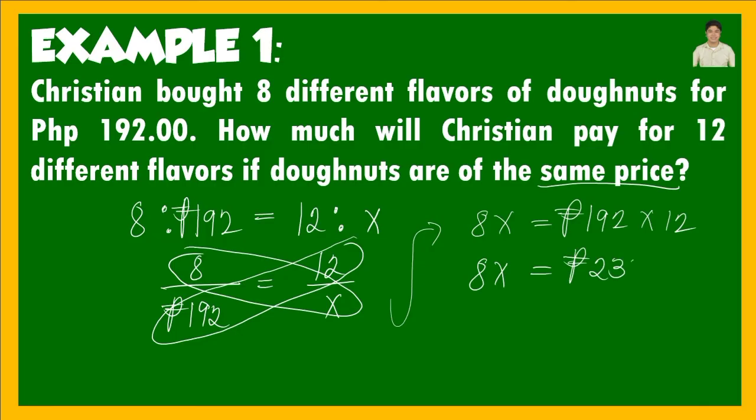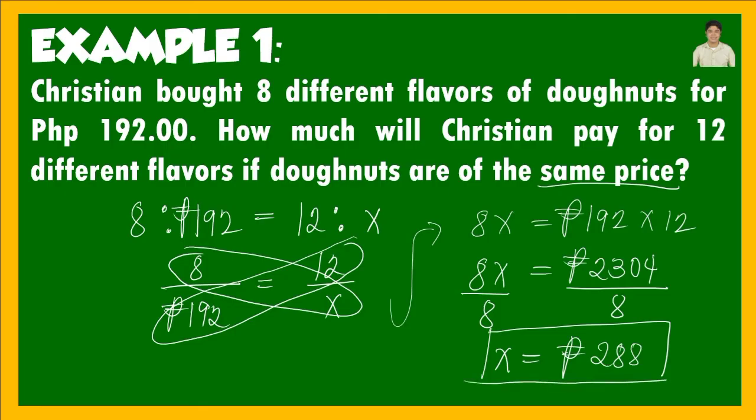And then, i-divide natin both sides by 8 para mawala yung 8, matira na lang x. So, i-divide natin ngayon 2,304 by 8. Ang lilitaw pong sagot is 288 pesos. So, ano po ba yung 288 pesos na yan? So, yan po yung total na babayaran ni Christian dun sa 12 different flavors ng donuts na kanyang binili.